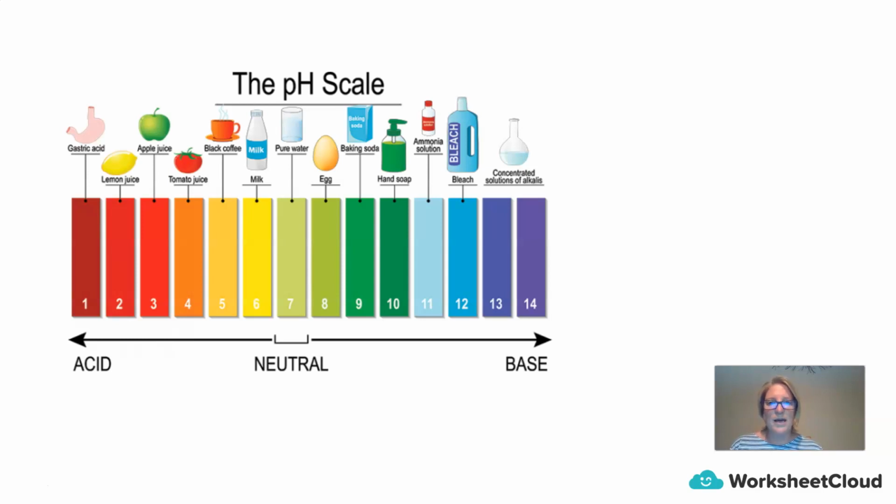Just a reminder of the pH scale. That is a scale from 1 to 14. pH of 7 is neutral. pHs 1 to 6 is acidic. And pHs 8 to 14 is basic or alkaline. A strong acid will have a very low pH. A strong base will have a very high pH. If you are neutral, you are pH 7. A very weak base will be pH 8 or 9, and a very weak acid will be pH 5 or 6.